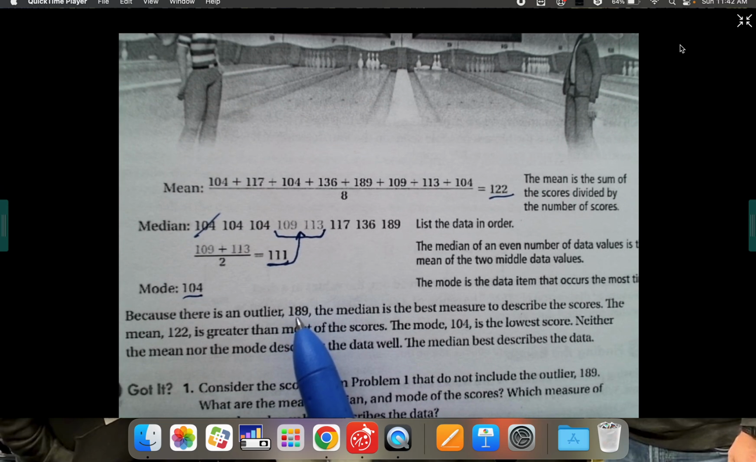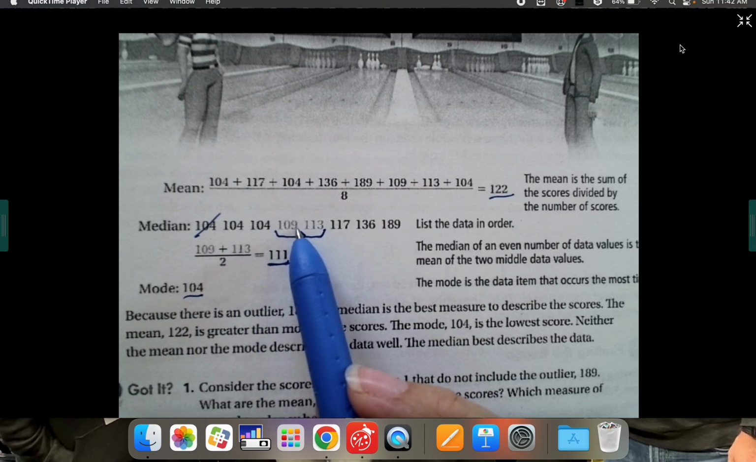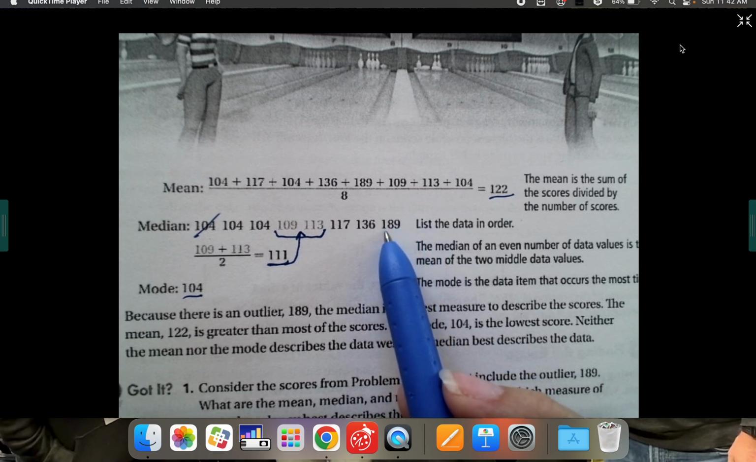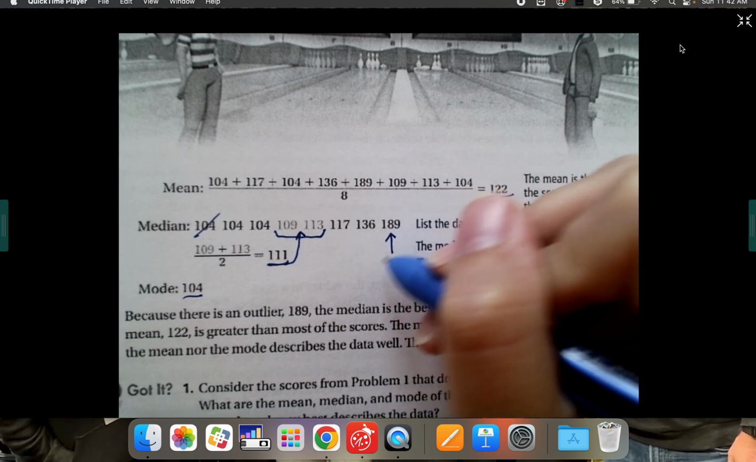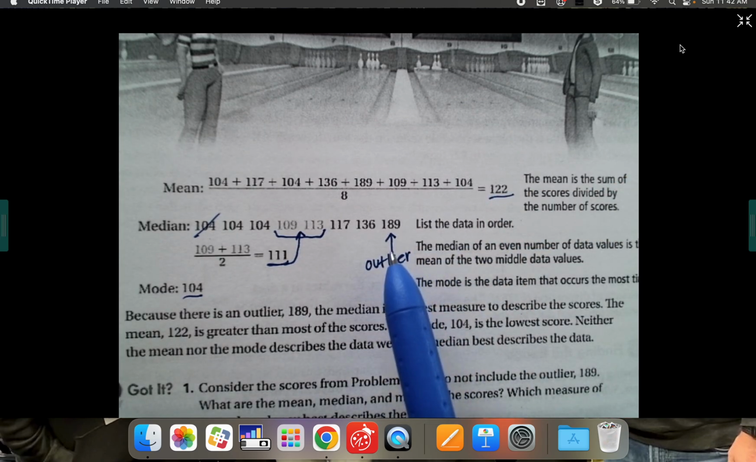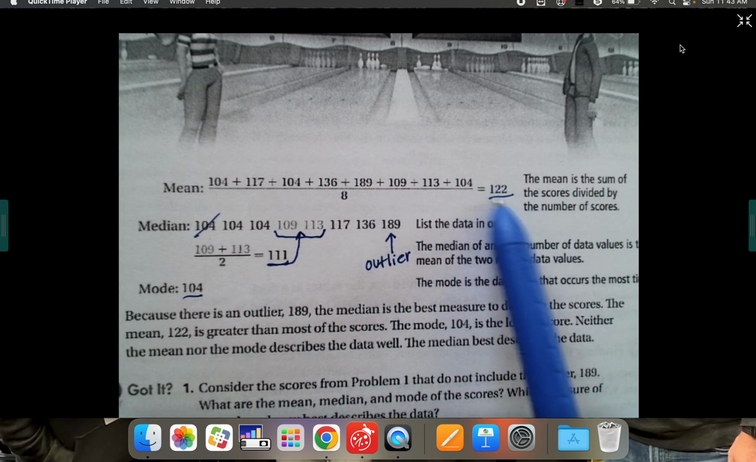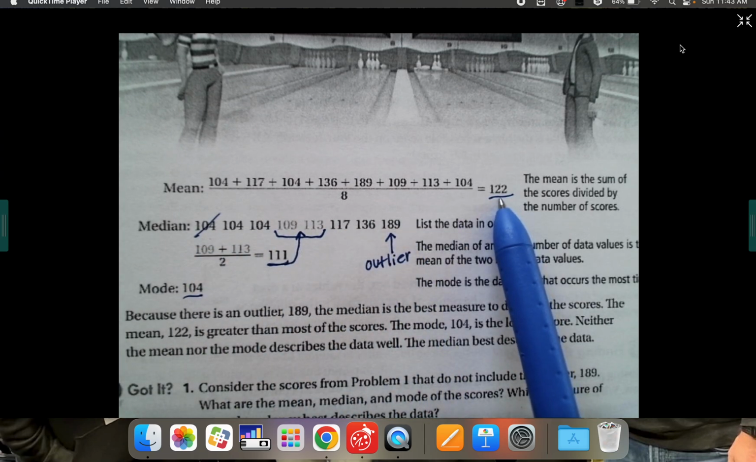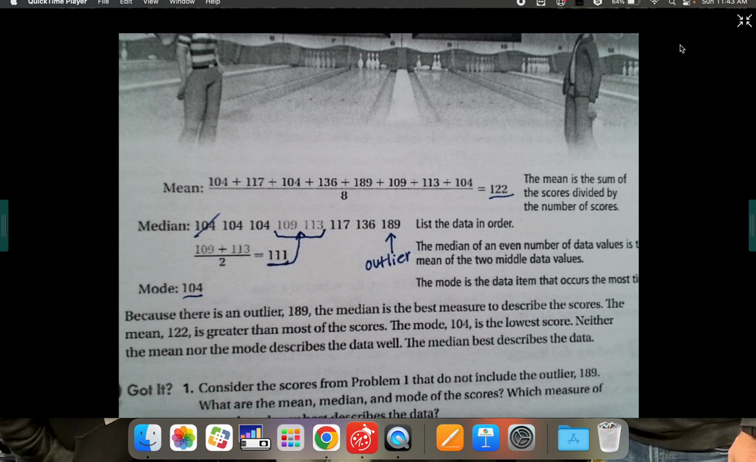Okay, there is an outlier though. I don't know if you guys noticed this, but 189, somebody bold a 189, that's much higher than 104, 104, 104, 109, 113, 117, and 136. So 189 is definitely an outlier. This is a number that kind of skews the data. It makes it seem like the average is really good. In fact, this average is higher than everybody's number except 2. So it's not really a good representation. When you have an outlier, it kind of throws everything off.